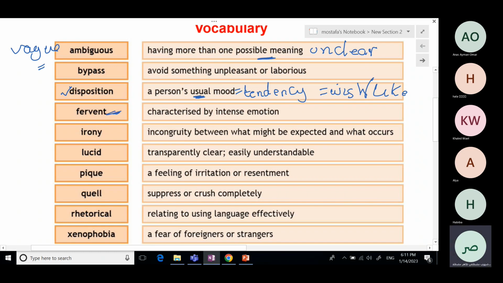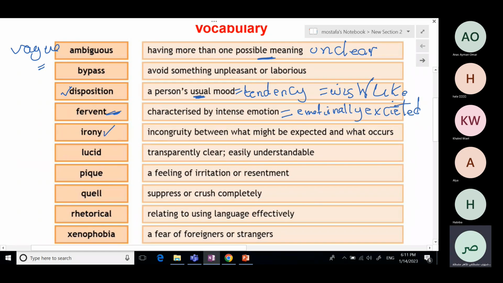Fervent, the next word, means characterized by intense emotion. Fervent means intense emotion. If somebody is emotionally excited, you say he is fervent. Either you are angry or you are annoyed or whatever.